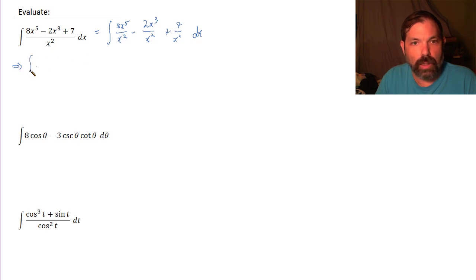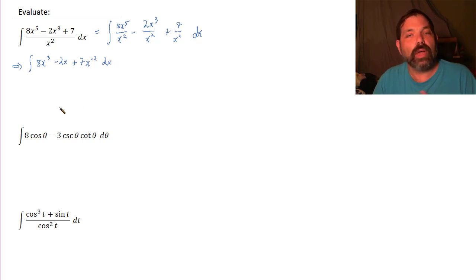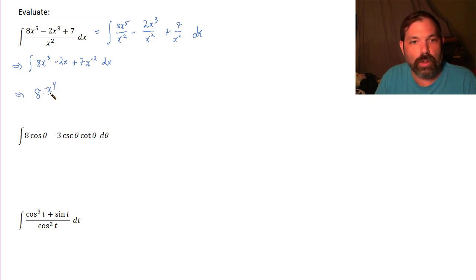And so then this becomes the integral of 8x cubed minus 2x plus 7x to the negative second dx. And so now that's in a form that I can work with. It's all in powers. So then this becomes 8 times x to the 4th over 4 minus 2 times x squared over 2 plus 7 times x to the negative 1st over negative 1 plus a constant.